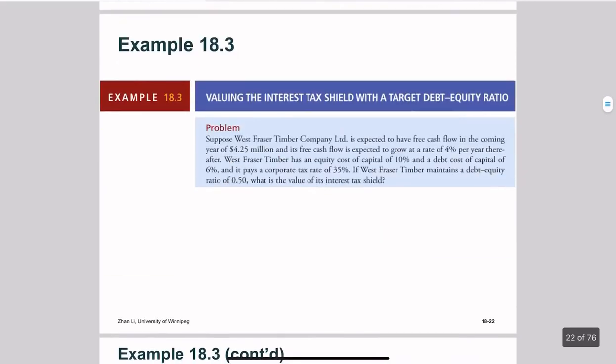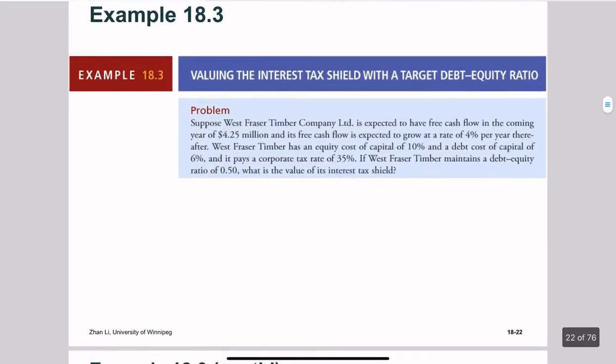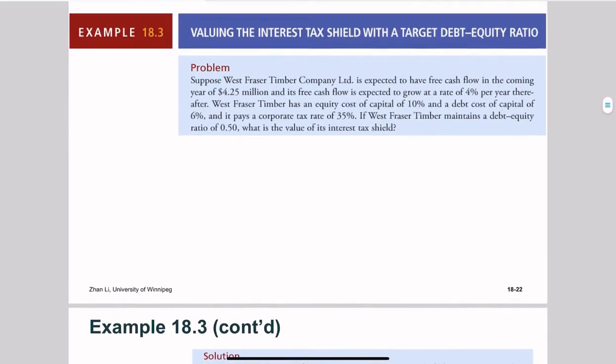Now let's see this example. And this example will give you a clear idea how to exactly calculate the present value when this firm is using a target debt equity ratio. So let's suppose this West Fraser Timber Company is expected to have free cash flow in the coming year of $4.25 million.